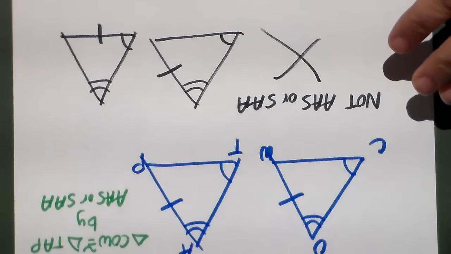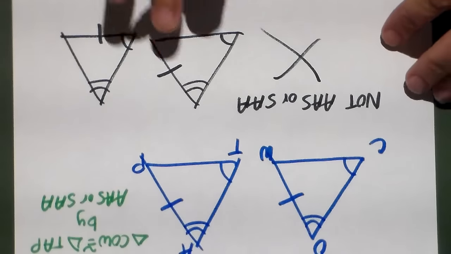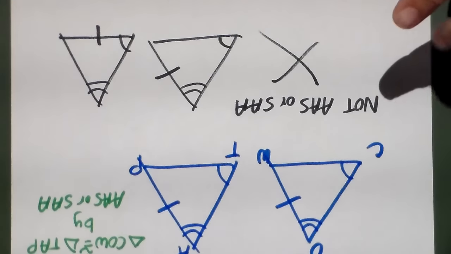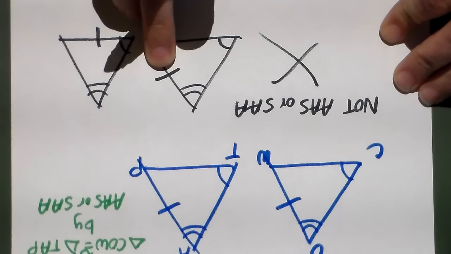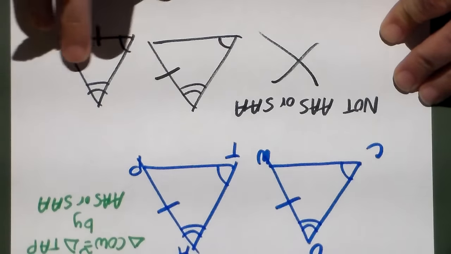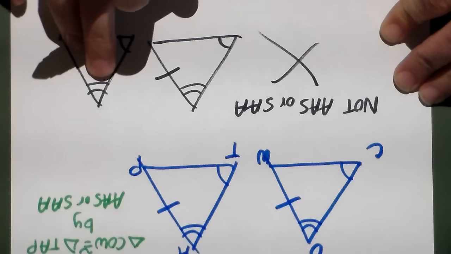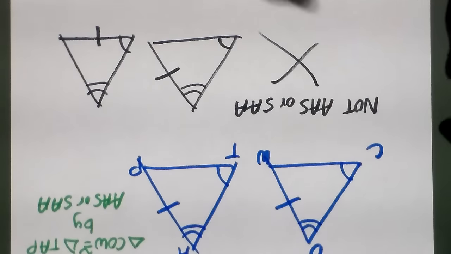This is not side, angle, or side, angle, or angle, side. That side has to be attached to one angle, but it has to be the same angle. So this side has to be attached to this angle, then that has to be attached to the same size angle in the other triangle. So those two are not congruent. So angle, side does not work here.